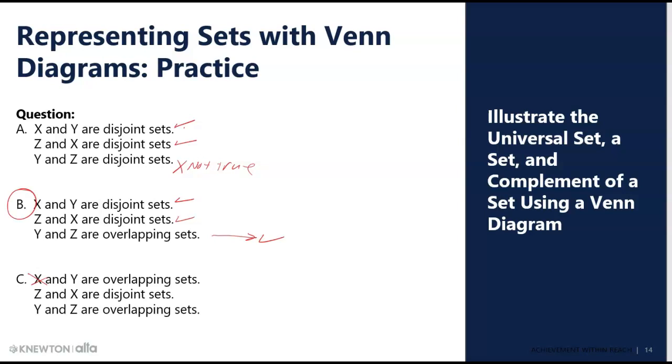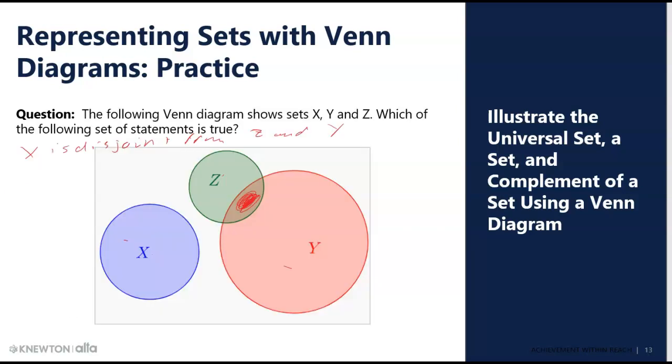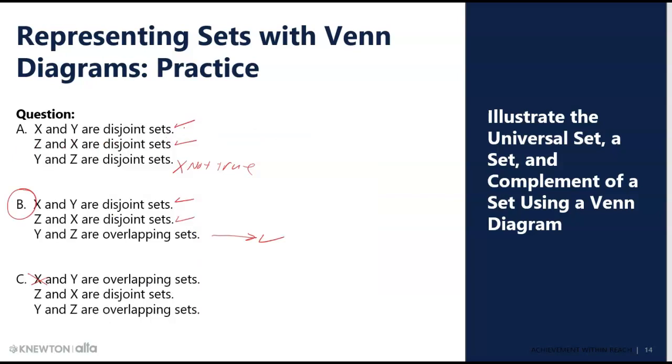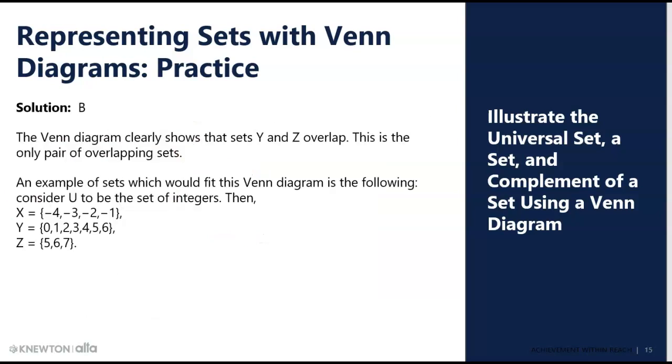These statements about that picture are all true. X and Y are disjoint. They have no piece in common. X and Z are disjoint. They have no piece in common. Z and Y are overlapping. There is an intersection. So we would pick B. And this goes through the definition. They give you an example here. I just want you to get the vocabulary about disjoint and intersection down.